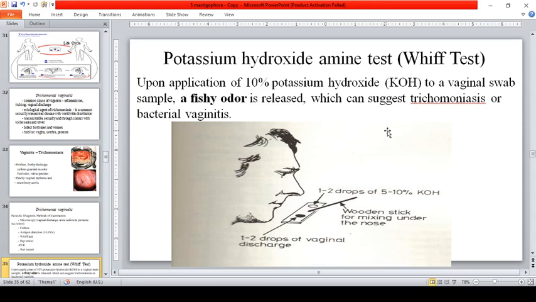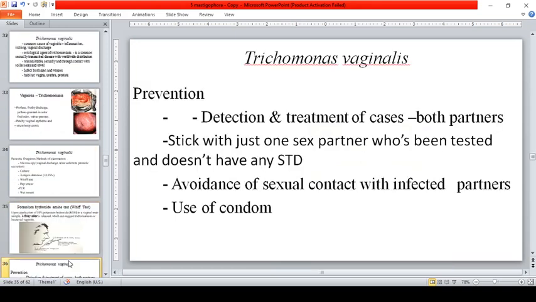So, you take a vaginal swab and then add 5 to 10% potassium hydroxide, with a wooden stick for mixing, under the nose. So, guys, why is it not recommended? Because of the smelling. Smelling is sometimes subjective, right? And that is also not safe for the laboratory technologists. That's why that is no longer done. I don't know, but it is no longer recommended.